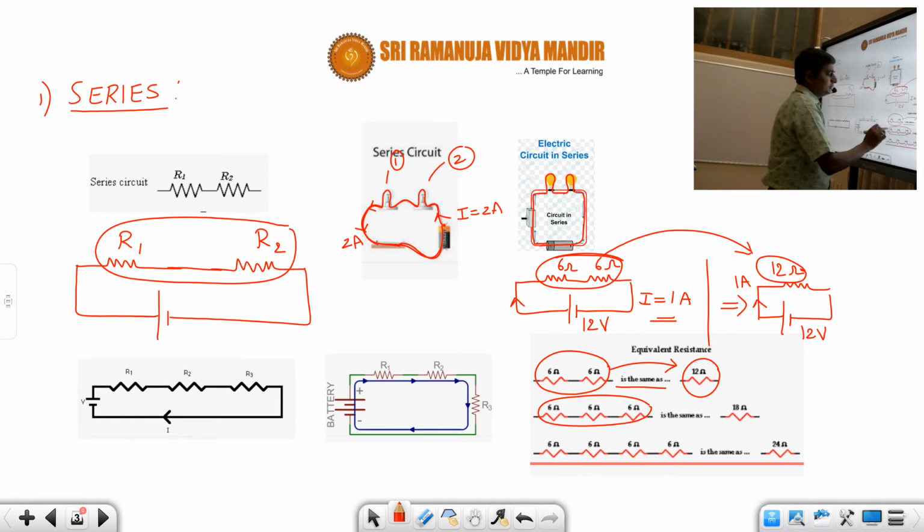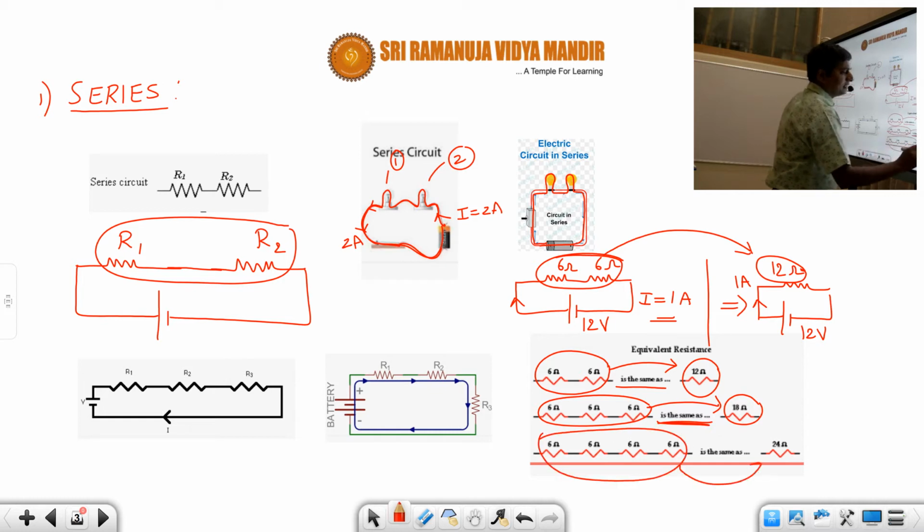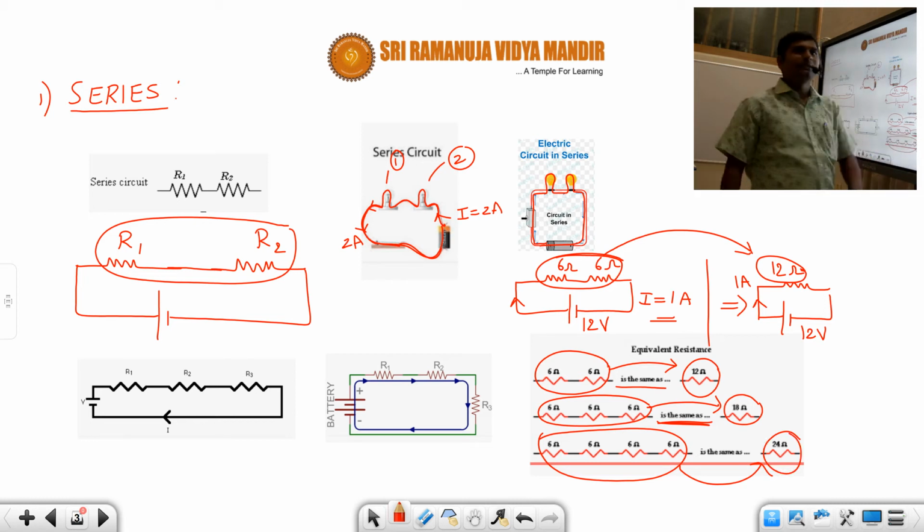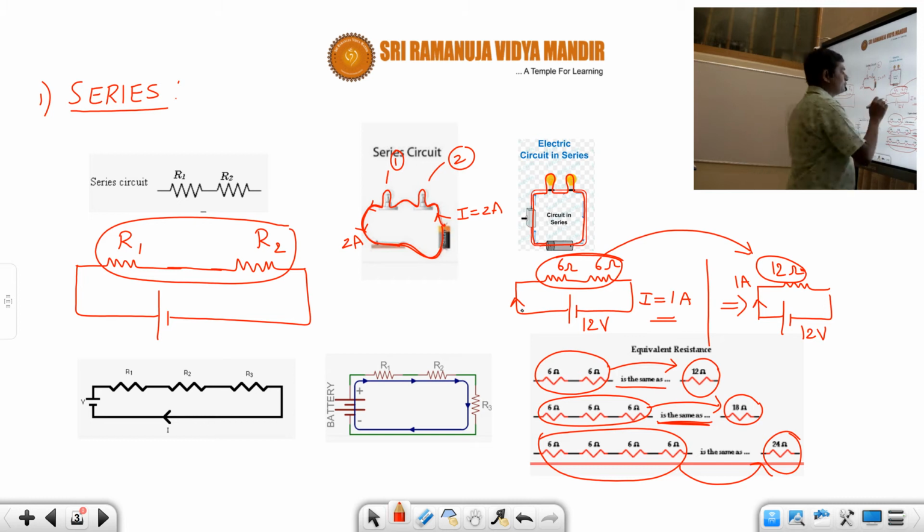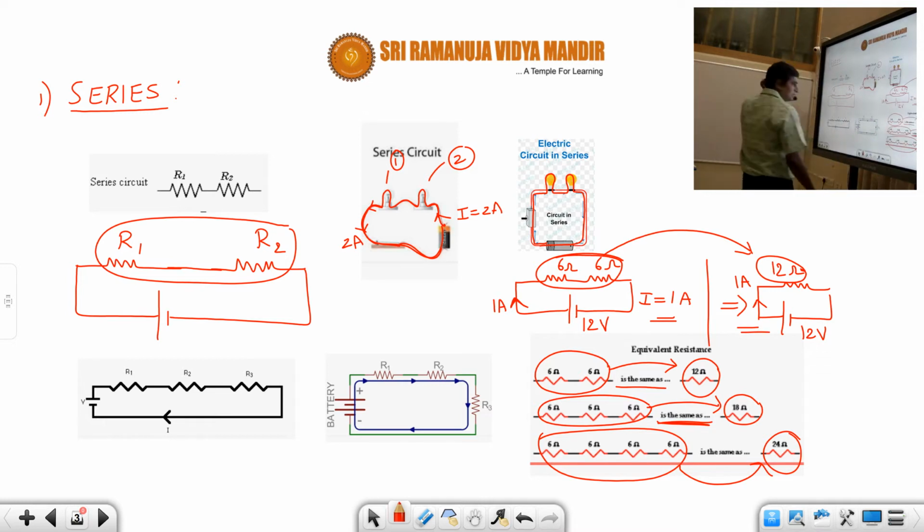Okay, students, so suppose 3 are in series. So 6 plus 6 plus 6, 18 ohms. So its equivalent resistance is the same as 18 ohms. Like that, suppose 4 resistors are there, then they are the same as how much, students? 24 ohms. That means we can replace all these with one single resistor of 24 ohms. When you replace that, the current in the circuit should not change. So here also 1 ampere is flowing, here also 1 ampere is flowing. I hope, students, you understood that.